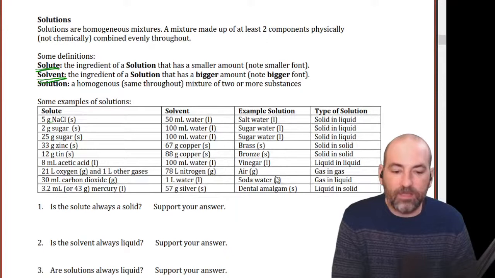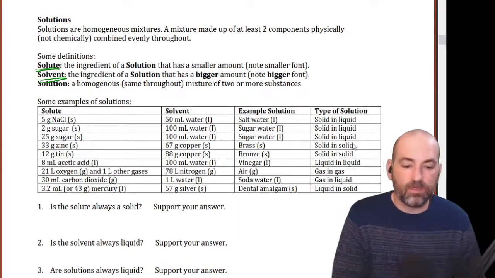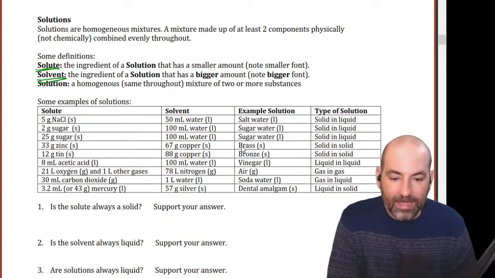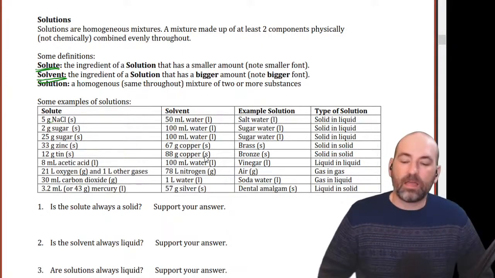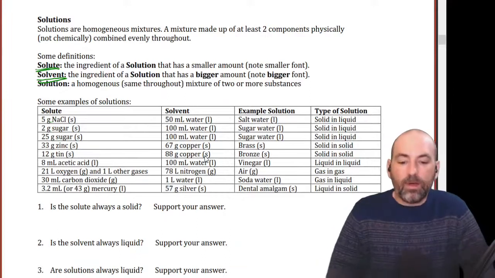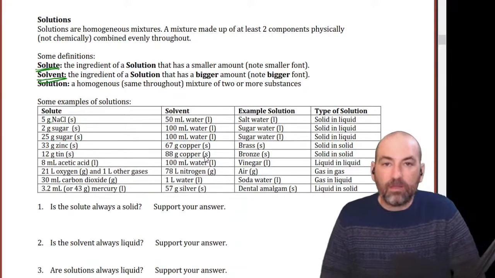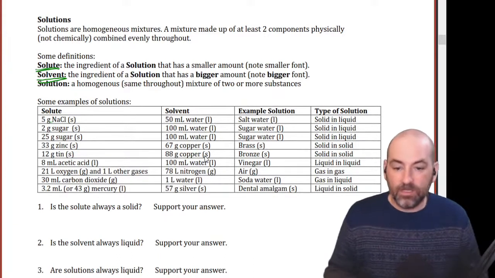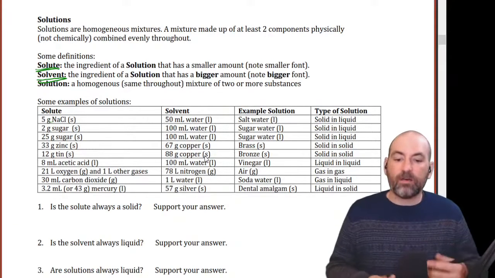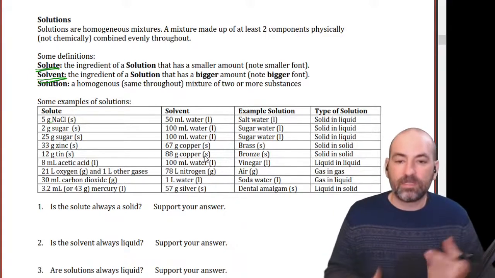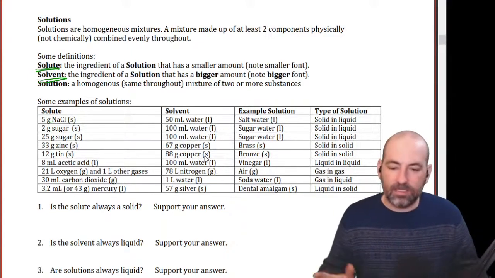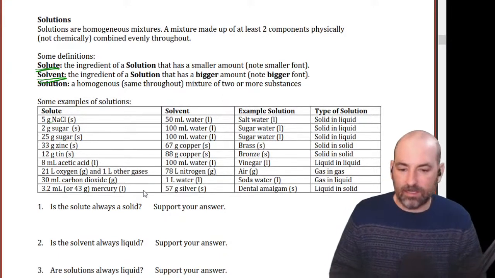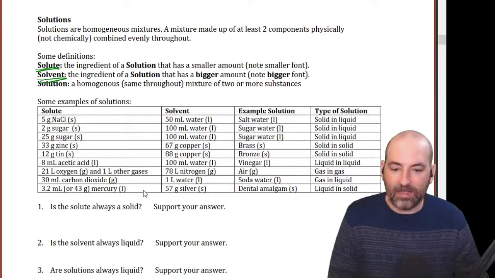But then as we move down the list, you can see some other types of solutions that are not solids dissolved in a liquid. So for example, brass and bronze are examples of metal alloys where one metal is dissolved in another metal in a molten state, but then it's solidified, but it's still a solution. So brass is a solution of a copper solvent with some zinc in it. There's some other stuff in there too, but that's the main idea. And then bronze is copper with some tin solute in it, and those are solids in a solid.